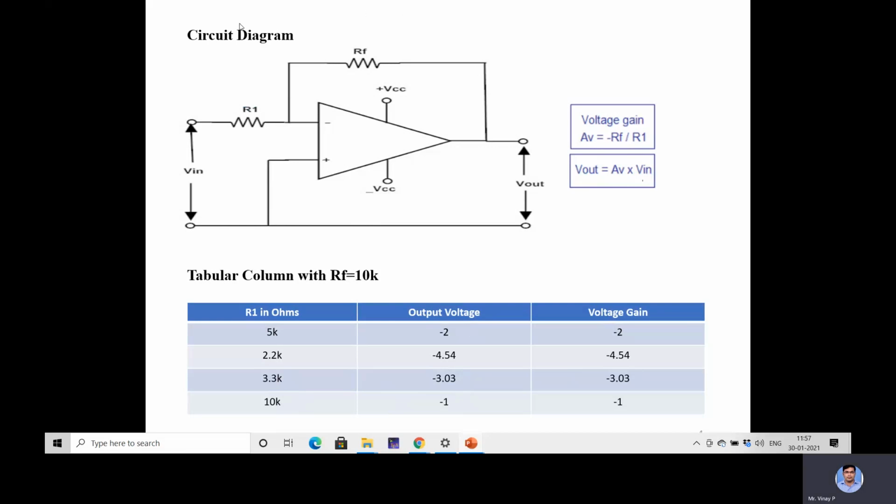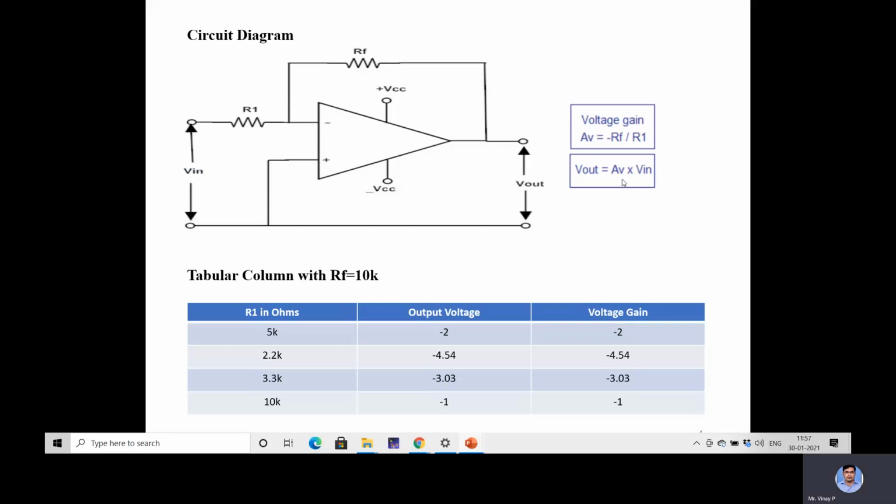Okay, so in the circuit, I have the op-amp, which is the symbol for an op-amp, and the two resistances R1 and RF. I require one more source, that is the input source. I'll connect the input source as a DC voltage. You can give an AC signal also. If I give an AC signal, you can expect an inverted version of the output here.